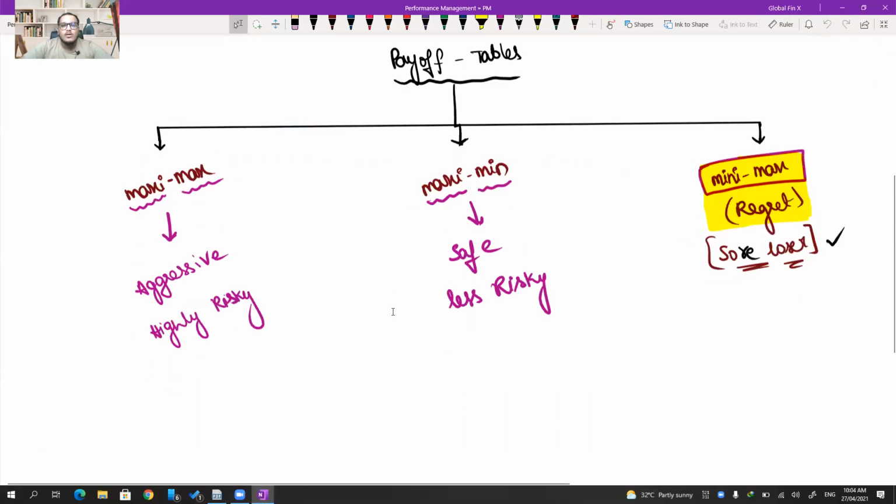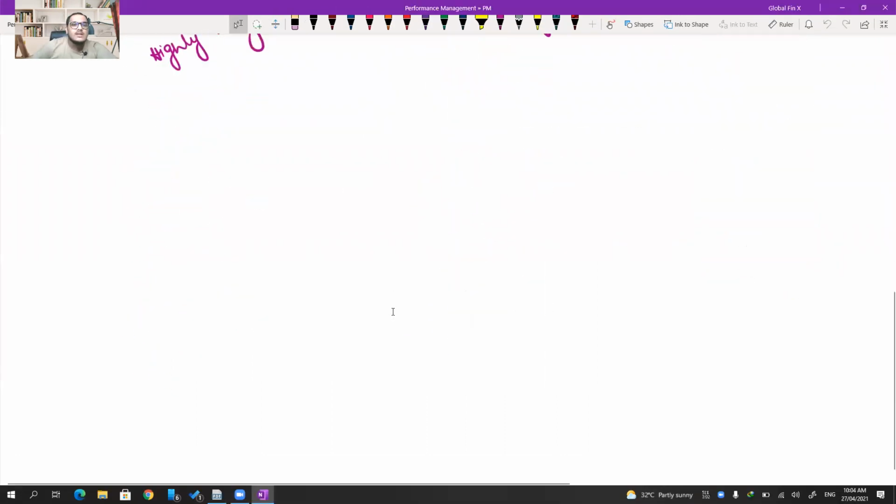Okay. So there are two more topics for us to cover now. One is the decision tree and the second one is the value of perfect versus imperfect information.